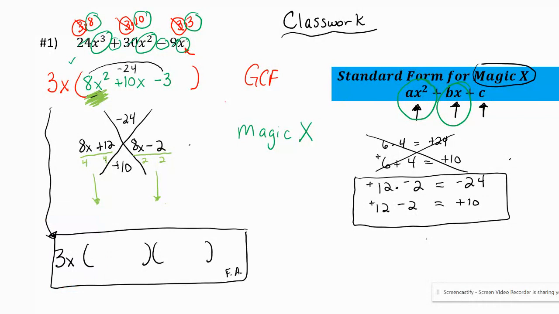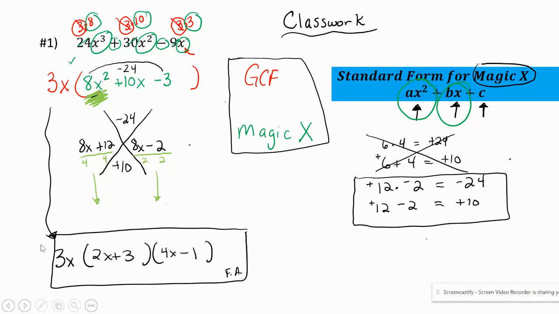So 8 divided by 4 and 12 divided by 4 would be 2x plus 3. And on the other side, 8 divided by 2 and 2 divided by 2 would be 4x minus 1. Okay. So we did the GCF first, and then we did the magic X. Hit pause if you need a moment on this video.